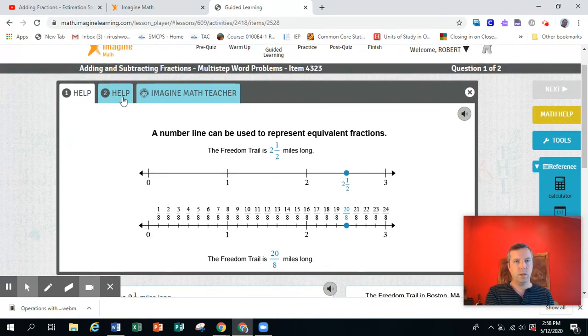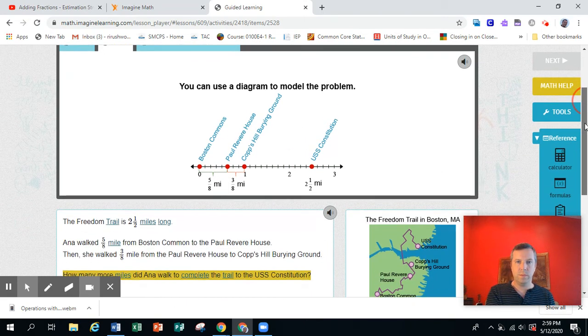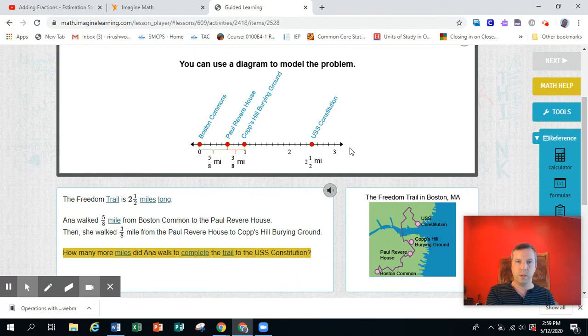Okay. Help number 2. You can use a diagram to model the problem. Boston Common is at the 0, that's the start where she started. She goes 5/8 of a mile and stops here. And then she goes 3/8 of a mile and stops there. Then she continues to the end of the trail at the USS Constitution.